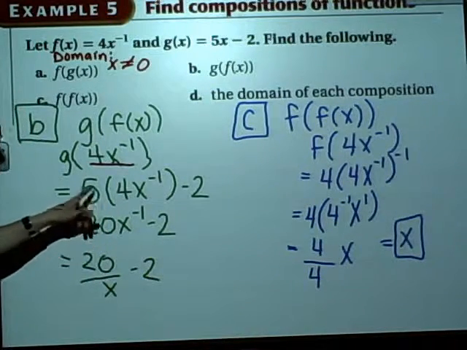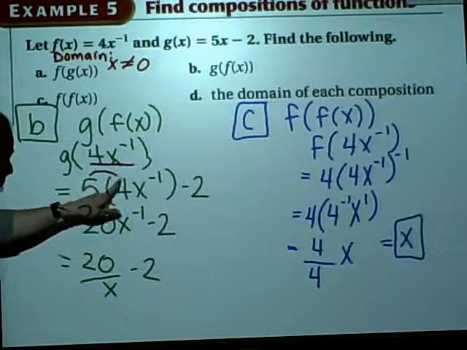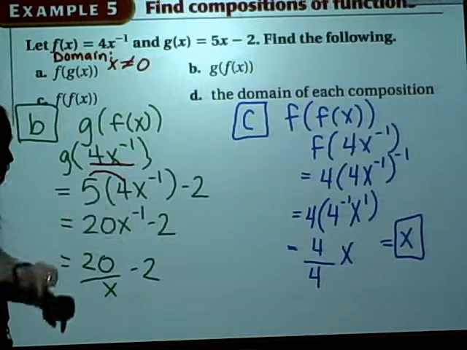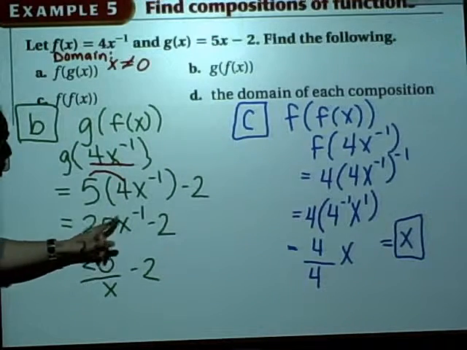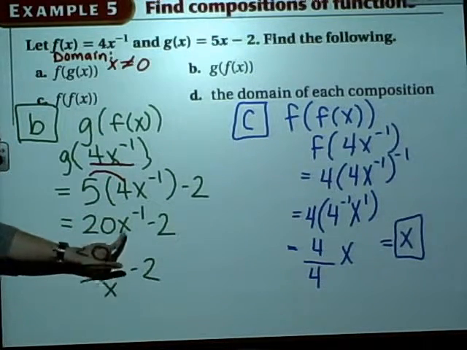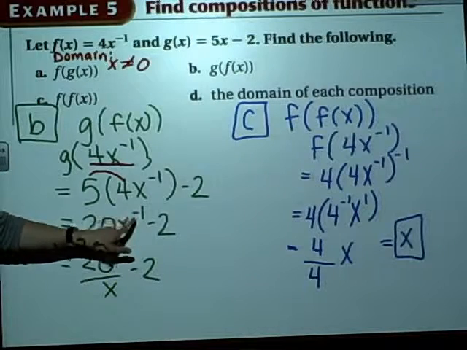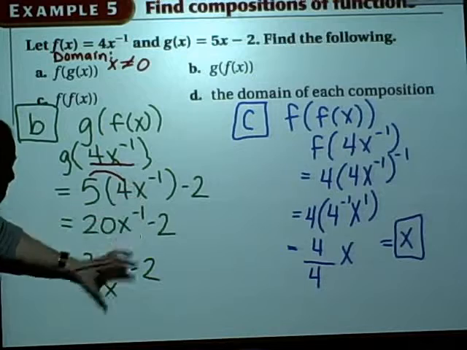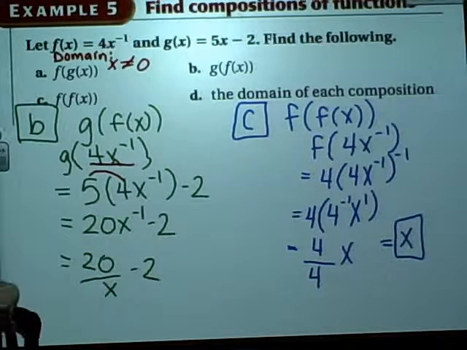Notice what I did here. To simplify this, I had to distribute my 5 to that function. That's one term, so I just distributed to the 4 there. I get 20x to the negative 1 minus 2. X to the negative 1 has a negative exponent. 20 is fine, that can stay there, so x to the negative 1 moves to the bottom. Let's talk about the domain.